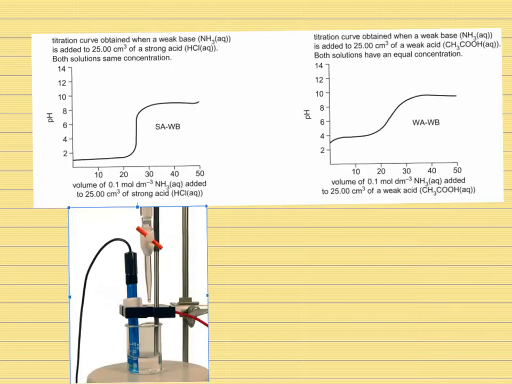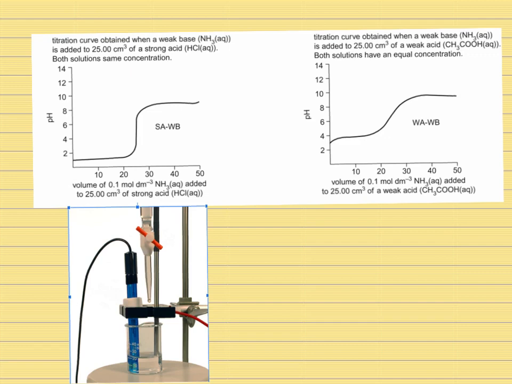In this next scenario, we've got a weak base, which is ammonia, and that's being titrated against a strong acid. Again, both the same concentration, so the volume of acid needed to neutralize the base is going to be exactly the same, 25 centimeters cubed. Again, notice this is vertical. The pH of the acid doesn't increase very much until we hit equivalence point, and then a couple of drops of ammonia will send it over. And because it's a weak base it has a pH of roughly 9 to 10.